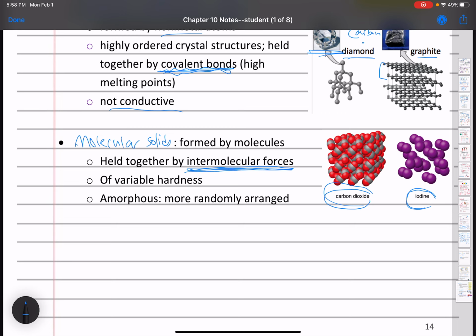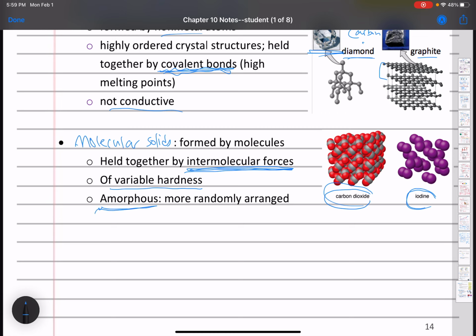Molecular solids have variable hardnesses depending on the types of attractive forces holding them together. Butter is a solid, but it's pretty soft because fat molecules, the triglycerides in the butter, are nonpolar. And so really what holds butter together as a solid is a bunch of London forces, and London forces aren't particularly strong. Whereas ice is a lot harder because water molecules are hydrogen bonded, which is a much stronger type of attraction.